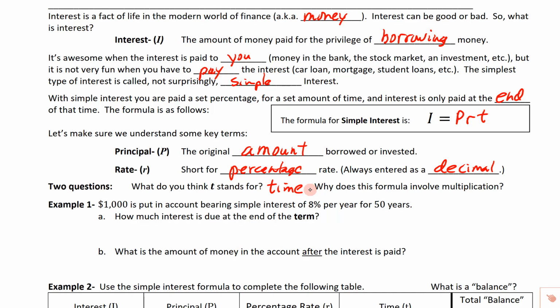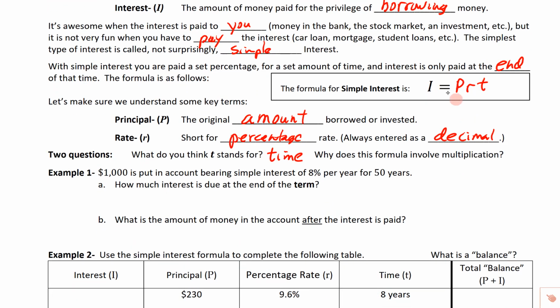Now, why does this involve multiplication? It's all multiplication over on this side right here. Well, it's a percentage of something else. So we're going to pay interest, a percentage rate, on the amount of principal for a set amount of time. So because it's a percent of something else, the word of means multiplication.